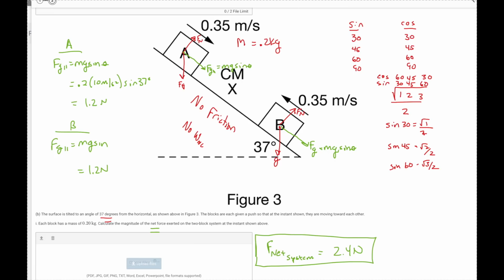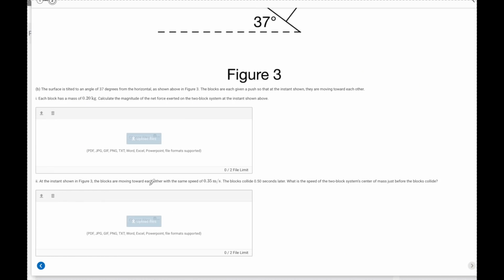Let's now take a look at this last part. Okay, now it says at the instant of figure 3, the blocks are moving towards each other with the same speed. Okay, that was given in the diagram. We saw that. But they collide some time later. What is the speed of the two-block system's center of mass just before the two blocks collide? Well, because the net force on this system is going to be acting this way, down the incline, right? And gravity is an outside force, so the velocity of the center of mass is going to be traveling down this way as well. But initially, the center of mass had a v naught equal to 0 meters per second. And they want to know, what is the final velocity going to be of the center of mass? That's essentially what they're asking us to do.